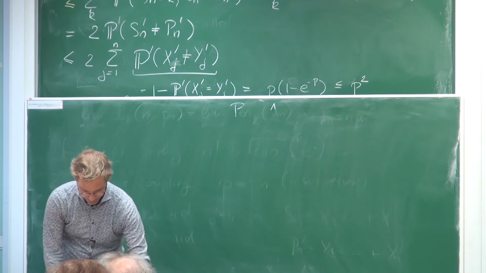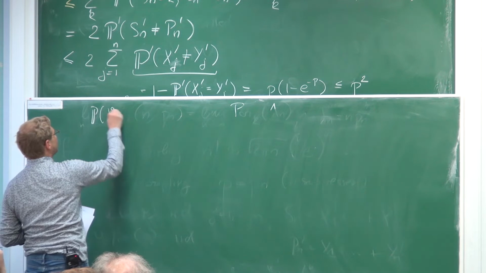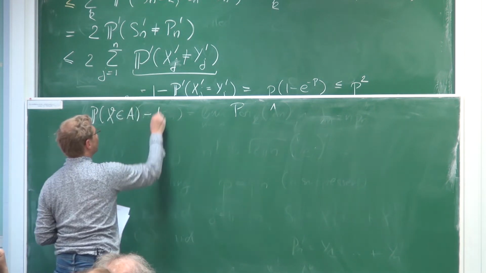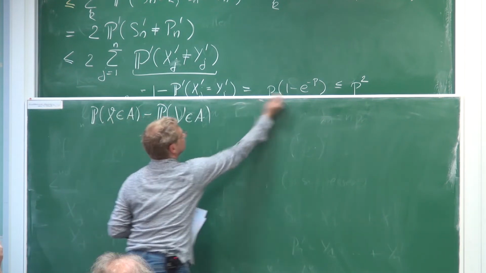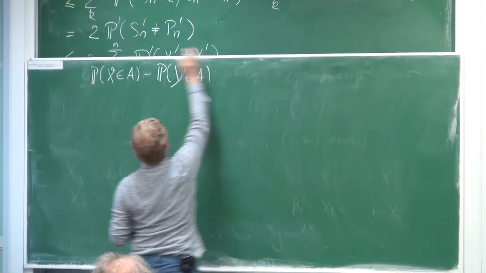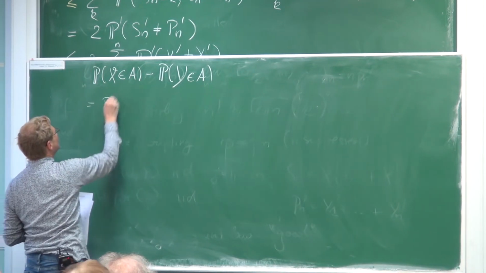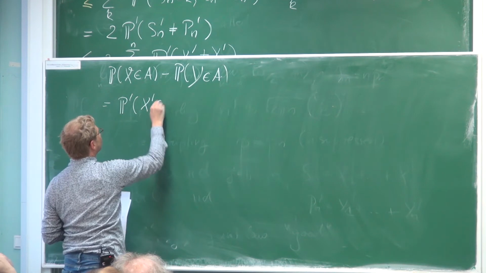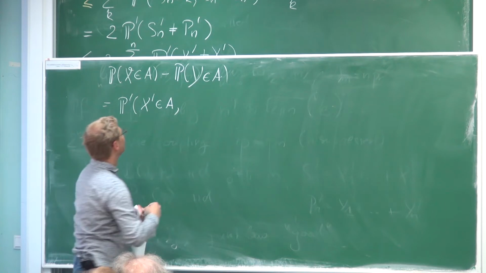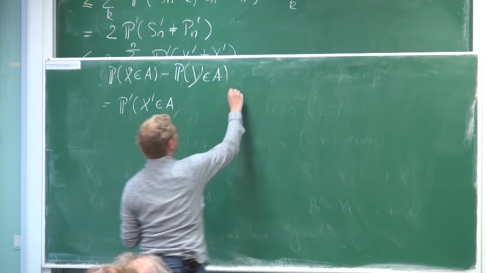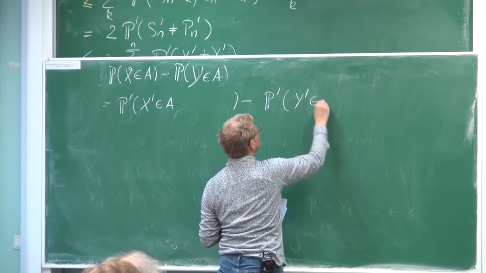And the proof goes really like that. We start with P(X in A) minus P(Y in A). Just as you can see above, I write it on the new probability space: P(X' in A) and subtract P(Y' in A).